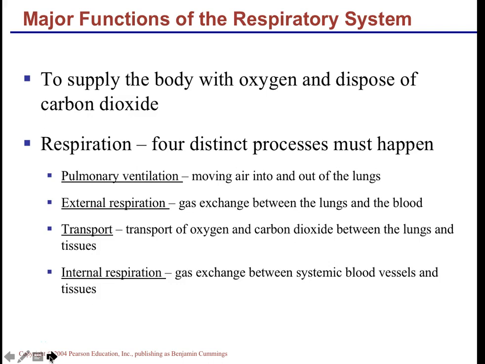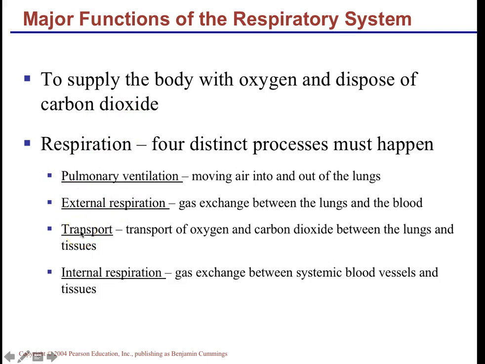All right, four distinct processes in respiration. Pulmonary ventilation, which I will get into in a couple of slides. That's breathing. External respiration. Now, it's considered external respiration because you're taking the air from the outside, external to you, and you're breathing it in. And then you get it down to the alveolar sac, and then you can exchange O2, CO2 at the lung. So that's the reason why I call it external respiration.